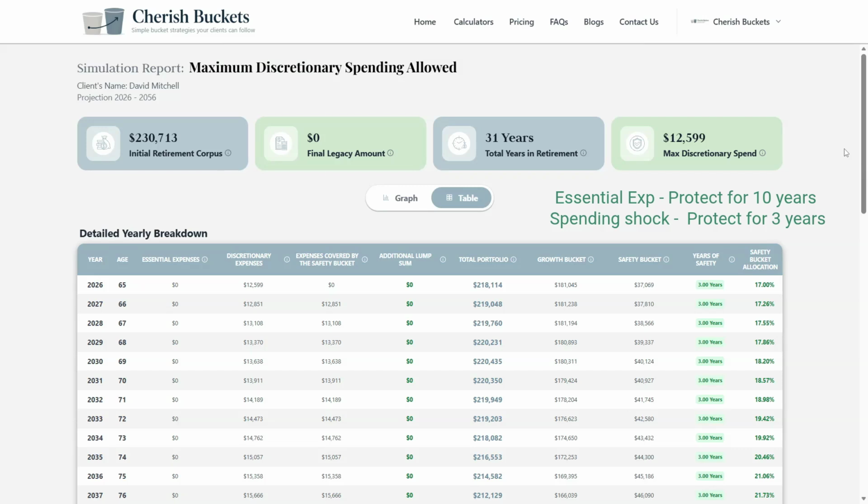By combining two different calculators, we were able to build two safety buckets with different levels of protection, one for essential expenses and another for discretionary spending shocks, while still starting with exactly $1.5 million and finishing with exactly the desired $3 million legacy. This approach can be particularly useful for retirees who want additional protection against unexpected expenses without having to extend the same level of protection to every dollar they plan to spend.